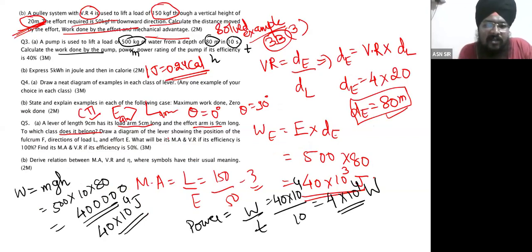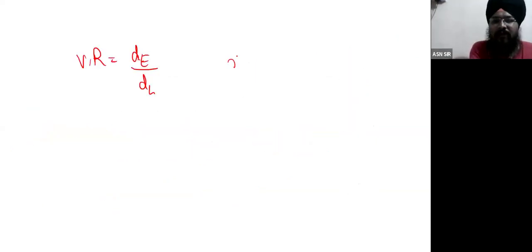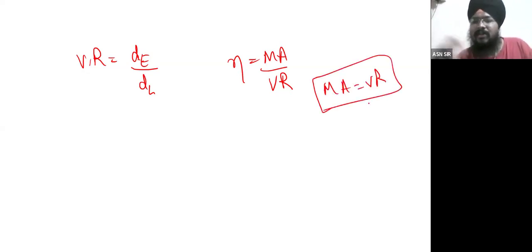Since the efficiency said in the question is 100%, efficiency 100% means they both will be the same. Why? Because if you see efficiency, the formula is MA upon velocity ratio. 100% means you can consider efficiency as 1. So in that case, MA will be equal to VR. Both values will be the same. When efficiency is 100%, we consider it an ideal machine case, where efficiency is considered 1, that is 100 upon 100.